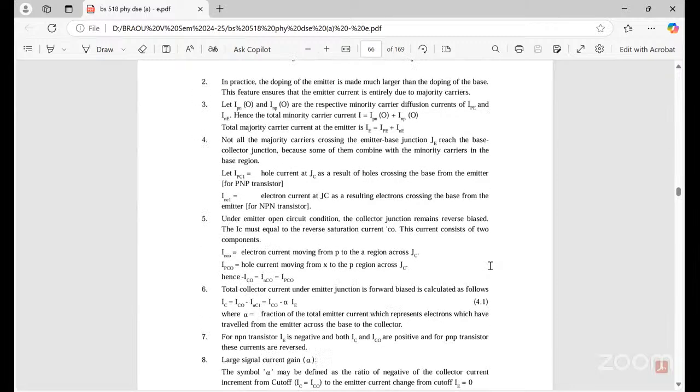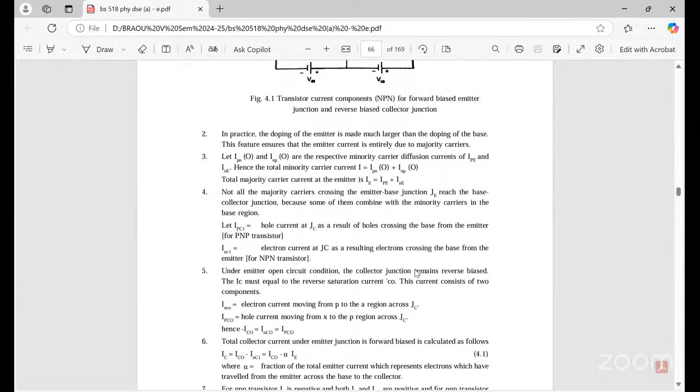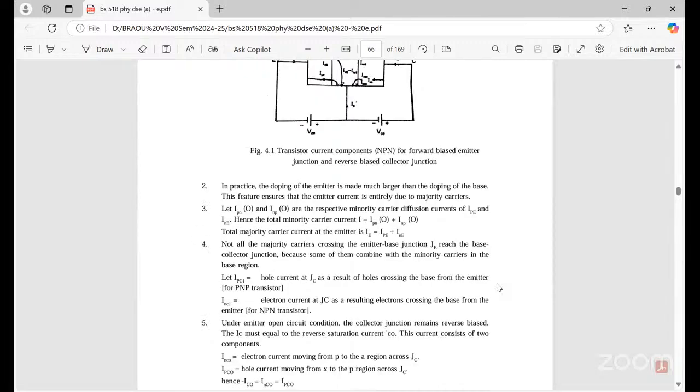So what is the total collector current here? Okay, so that is also to be calculated. Hence the total minority carriers current, which is I equals IPN plus INP here.